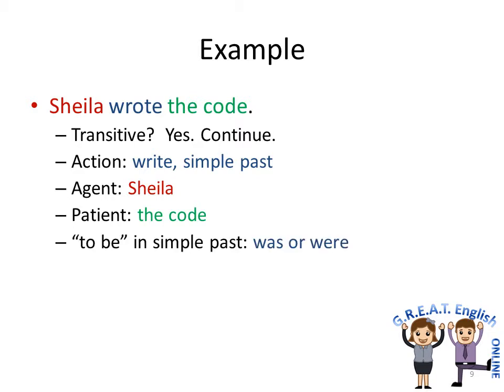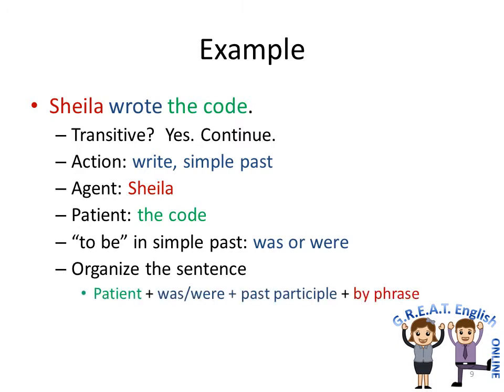The to be form in the simple past is going to be was or were. And so we're going to organize our sentence as patient plus was or were plus past participle plus our by phrase. Let's keep Shayla in it. So we have the code was written by Shayla. That wasn't so hard, was it?